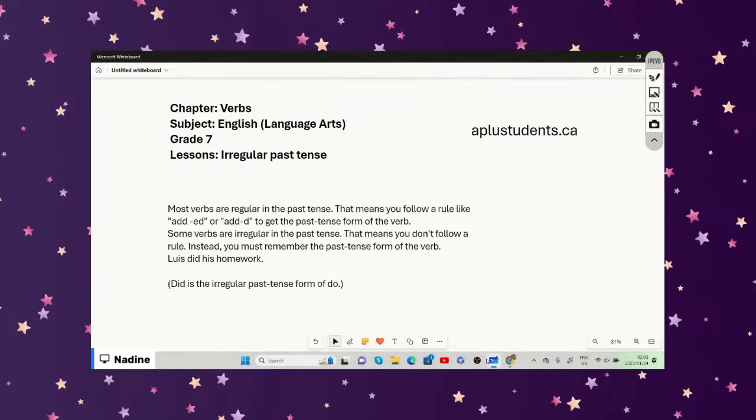So our chapter is verbs. Our subject is English language arts, grade 7. And our lesson is going to be irregular past tense. So we're going to be talking about the verbs, but the irregular past tense verbs, right? And we are doing our tutorial lesson on aplusstudents.ca.